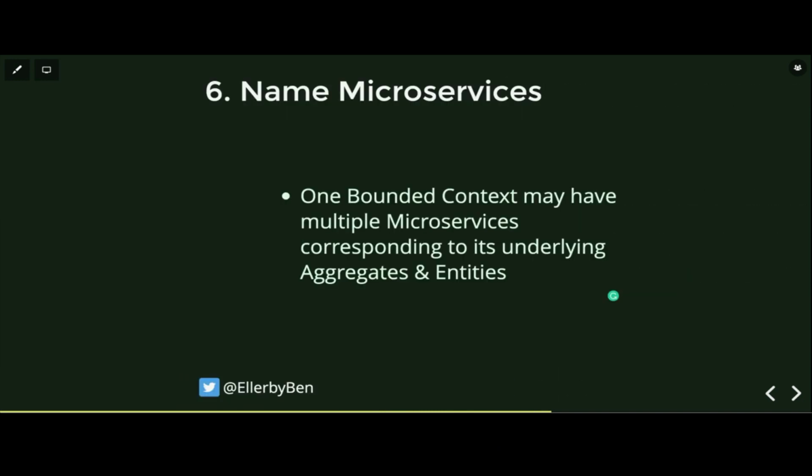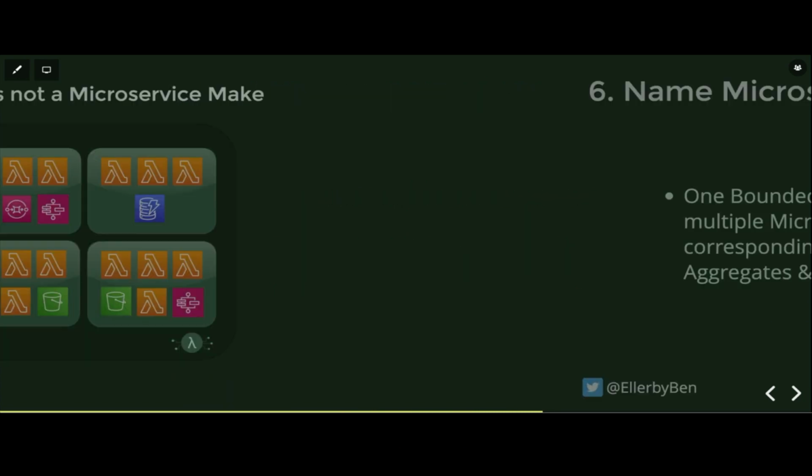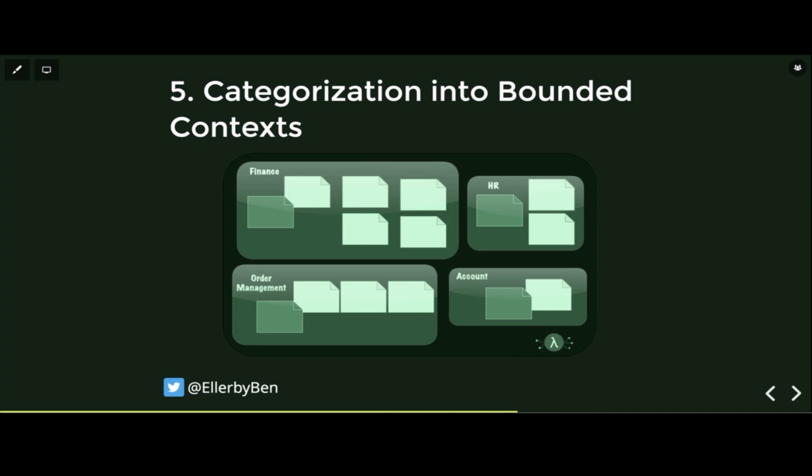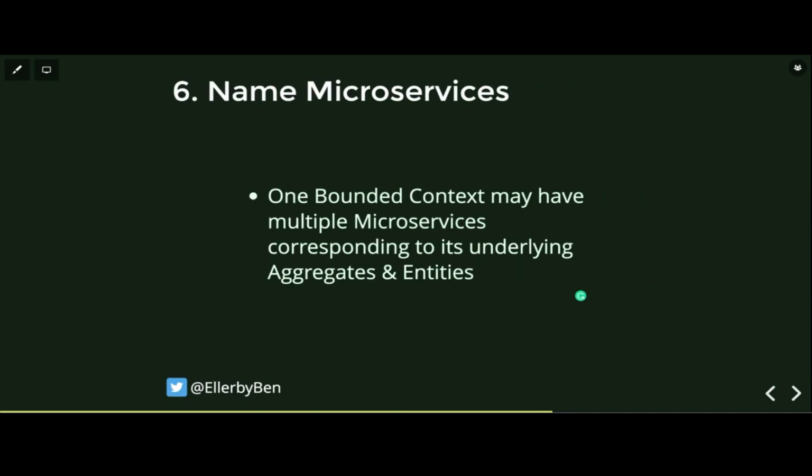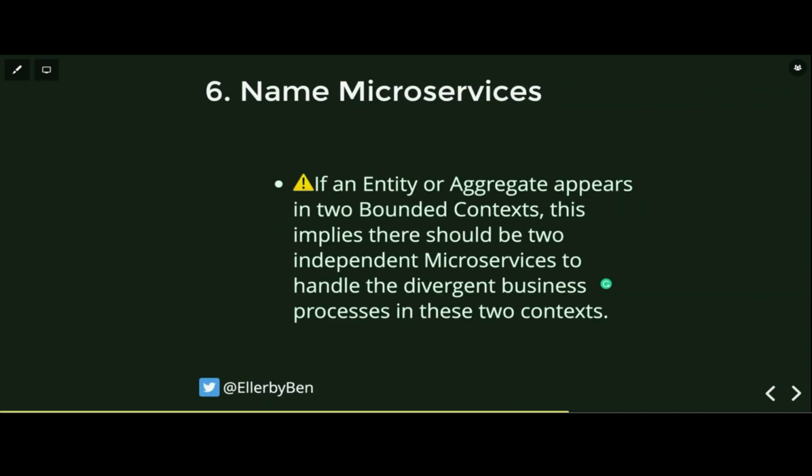So going to step 6, naming the microservices, one bounded context, or one of those big circles that we drew on the board here, could be composed of multiple different microservices relating to the different aggregates and entities inside. And if one entity or aggregate appears in multiple bounded contexts, for example, orders have some relevance to order management, but they would also have some relevance to finance, there should be 2 independent microservices to handle the divergent business processes. You don't necessarily want to build one sort of order service to rule them all.